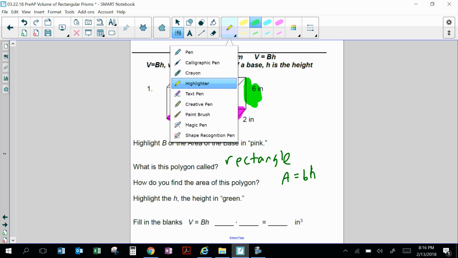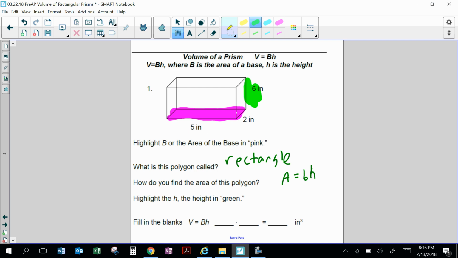Capital B is the base. What is the area of this? The area of this is 5 times 2. And what is the height of it? 6. What is 5 times 2? 10. 10 times 6 is 60 cubic inches.